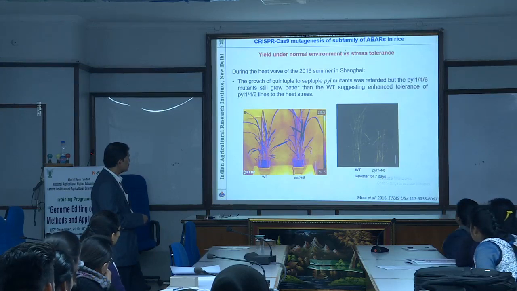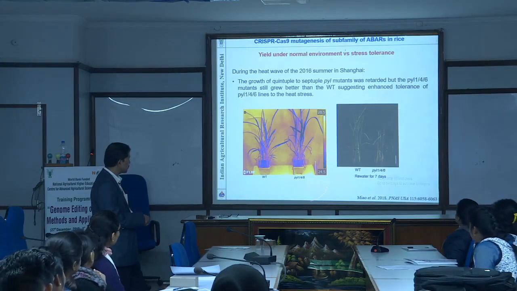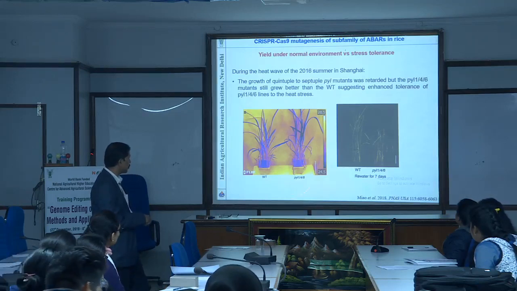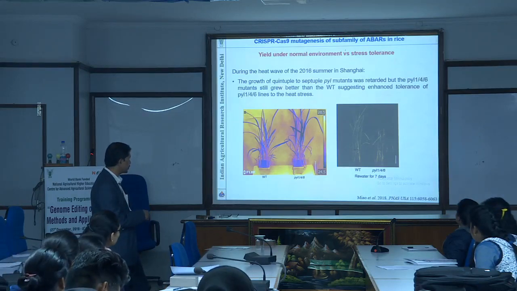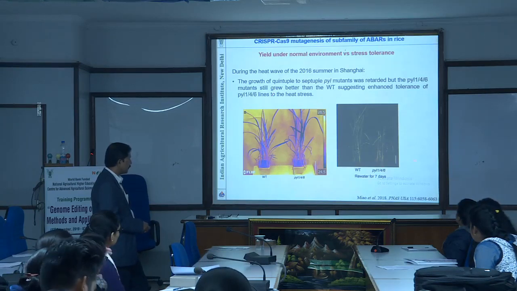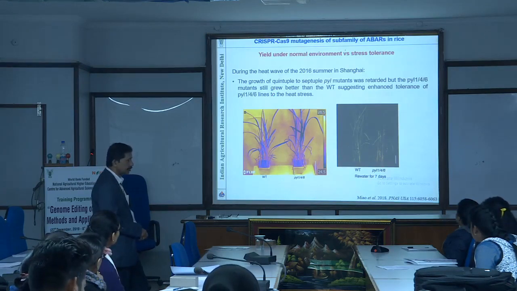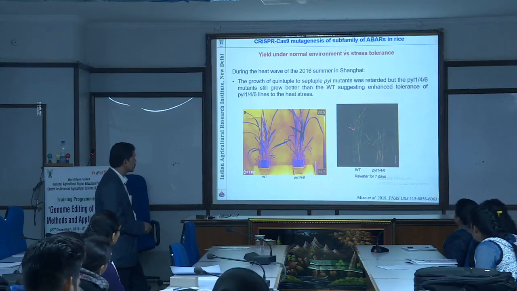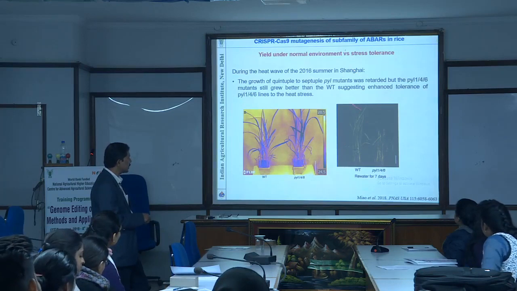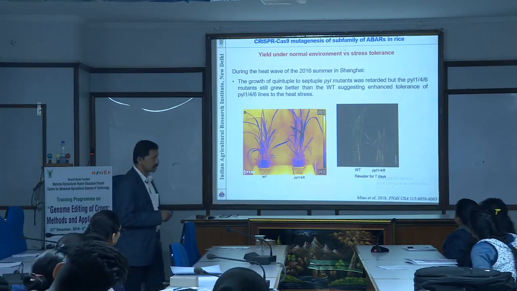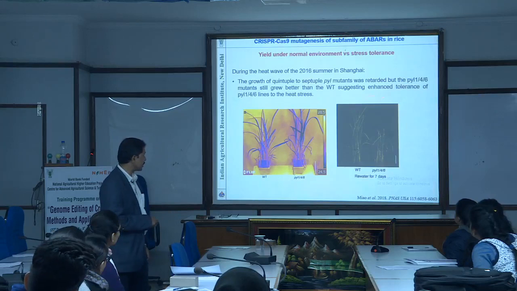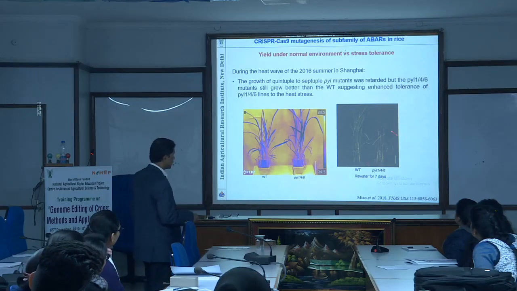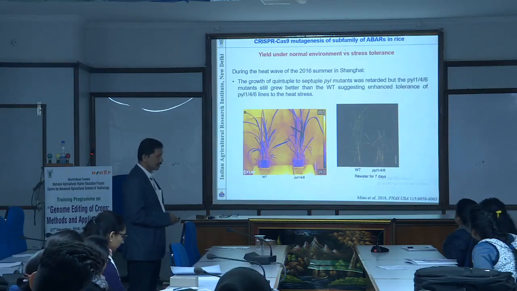They also analyzed the transpiration, and as expected, because these plants are unable to control the stomata, you find more coolness and they have better transpiration. However, if you subject them to any kind of water stress, these plants are going to die. So this study shows that although mutagenizing the ABA receptor can be one approach to enhance yield under normal condition, if there is any stress, it is going to be disastrous.